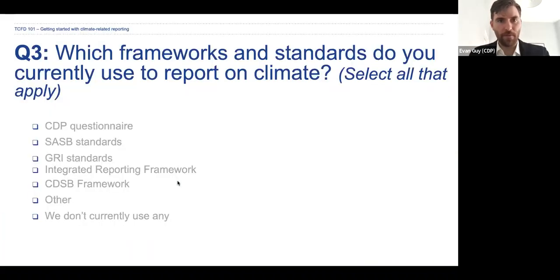But before we go into that, we have another poll which should be coming up. The question is, which of the following frameworks and standards do you currently use to report on climate? Please select all that you think apply. So we have CDP questionnaire, we have the SASB standards, we have GRI standards, we have integrated reporting framework, CDSB and other. I'll just pause for a second while everyone fills that out.